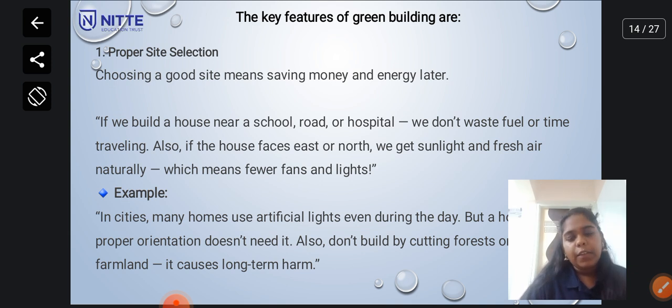First one is, if the building is near a school, a road or a hospital, you don't have to waste time or fuel. Also, if your house is facing east or north, you'll get good sunlight and fresh air. This helps in reducing fan usage and light usage. But in many cities we use artificial lights even during the day, so this shows that there is a lack of proper orientation. This feature works on this only, that we should have proper orientation and proper site selection.